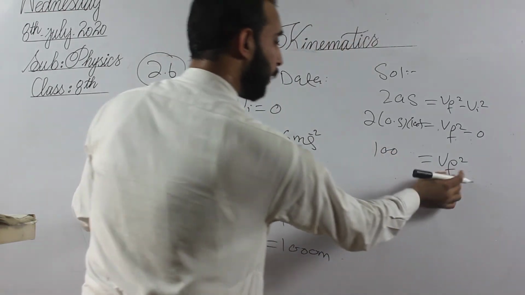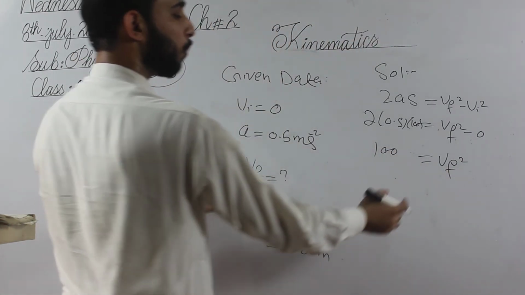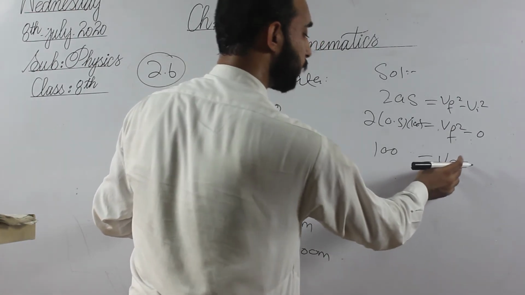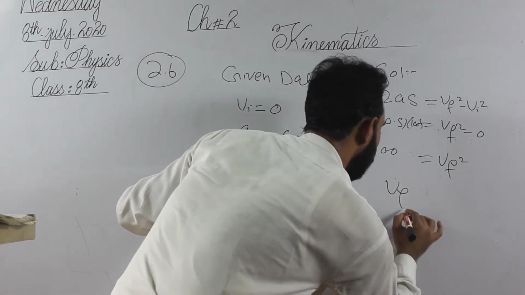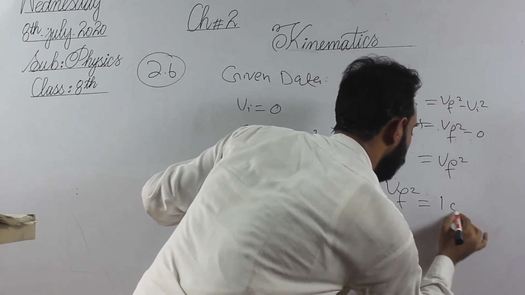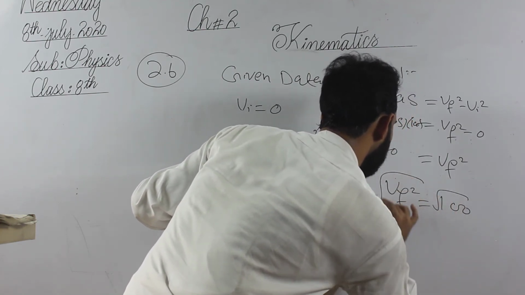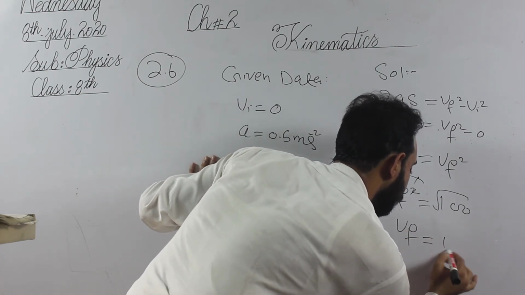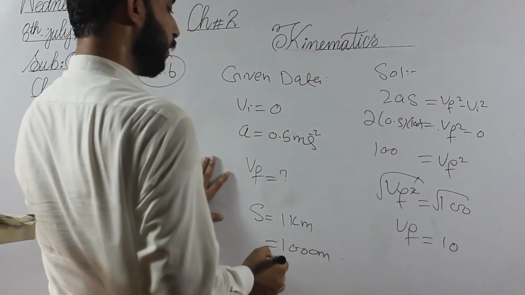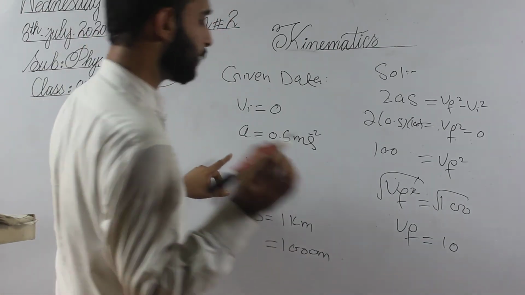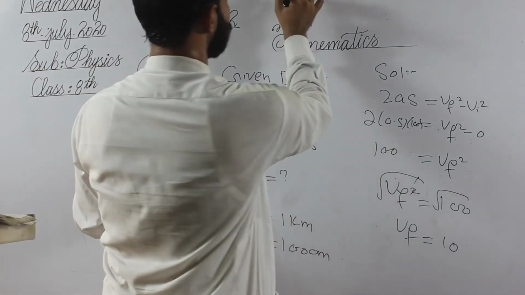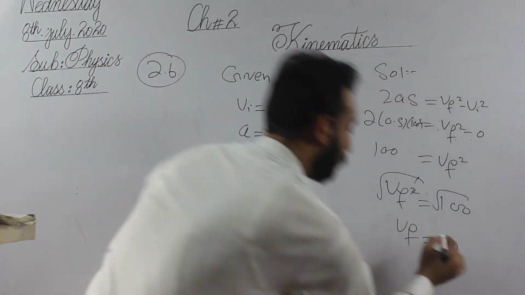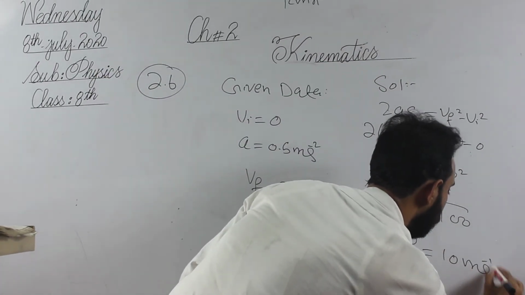So what do we have to find? We have to find Vf, but on Vf there is a square. So taking the square root on both sides to cancel out the square. Vf square is equal to 100. Taking the square root on both sides, we will get Vf is equal to 10. Now one thing: he says in the numerical to find the velocity in kilometer per hour, but here we have found the velocity in meter per second.